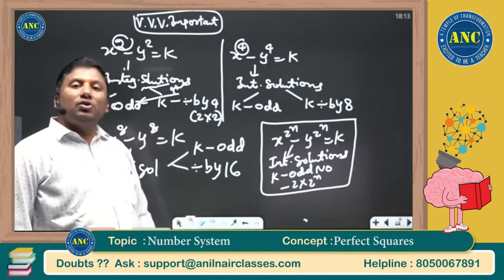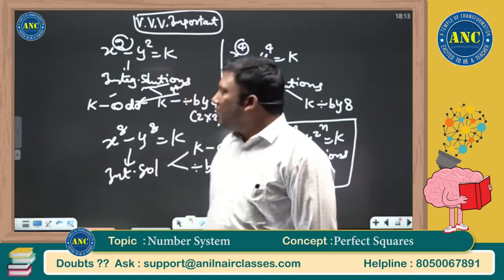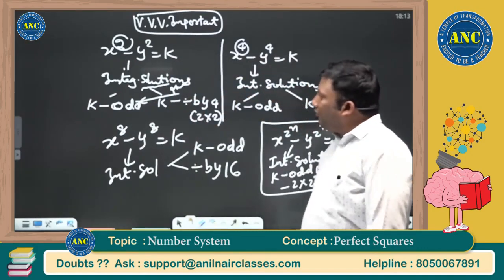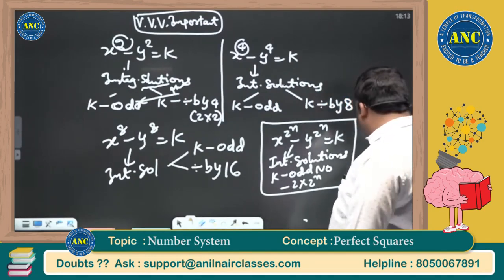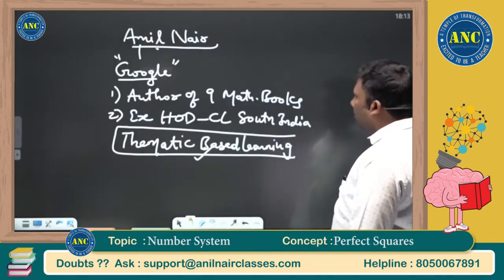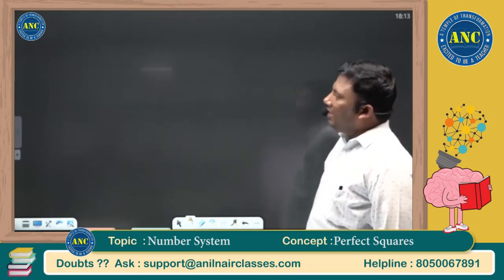Some questions which look like algebra questions can be solved very easily if you know the logic. x square minus y square, x power 4 minus y power 4. I hope the idea is clear.